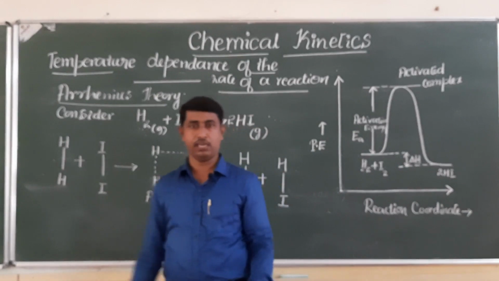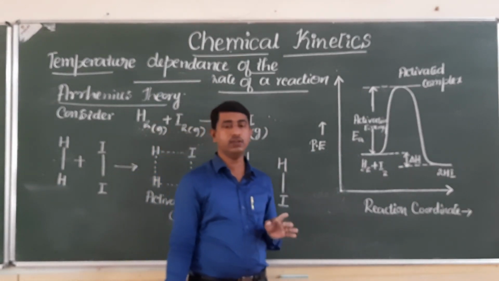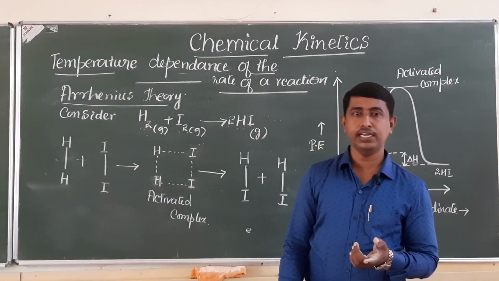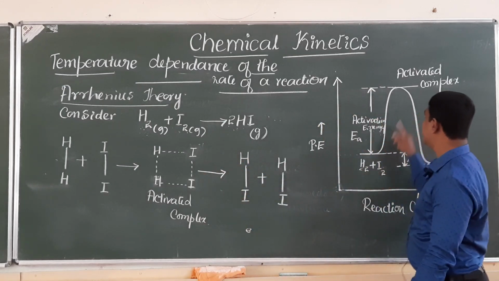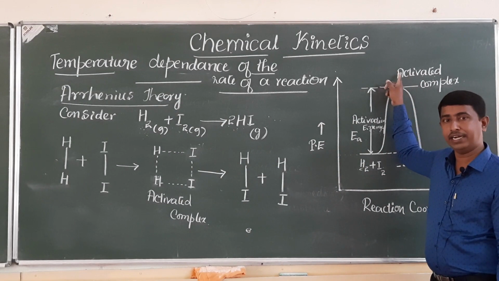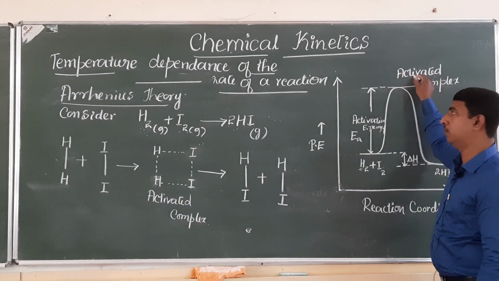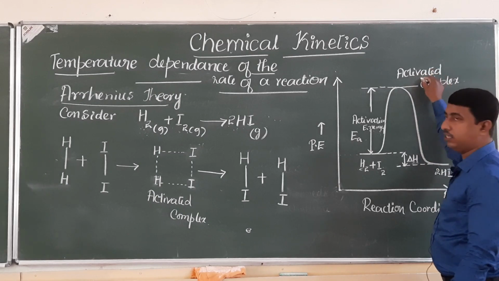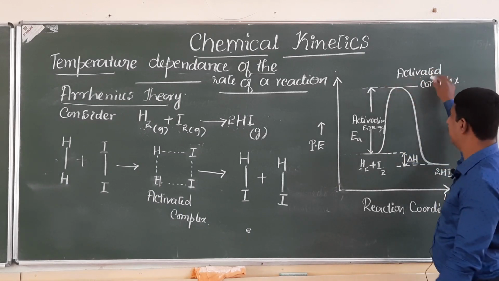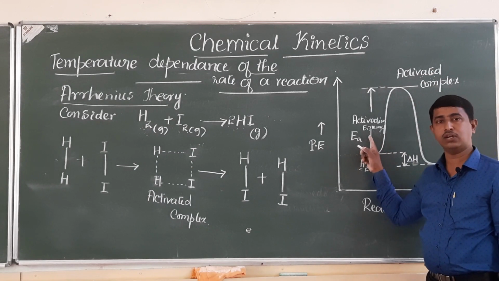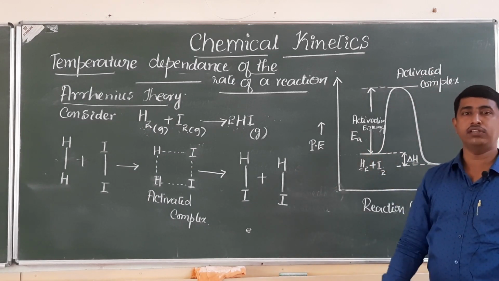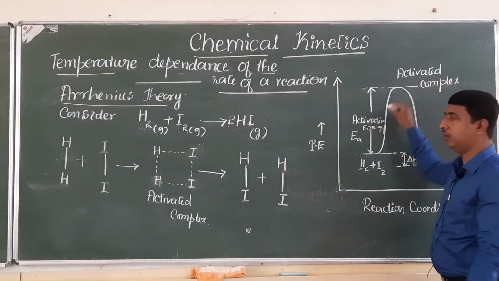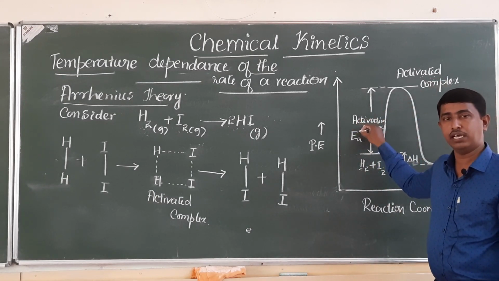I will explain it once again. What is Arrhenius theory? According to Arrhenius, a chemical reaction is due to collisions of the reactant molecules. Collision leads to the formation of activated complex, that is the unstable intermediate. Energy required for the formation of activated complex is called activation energy.